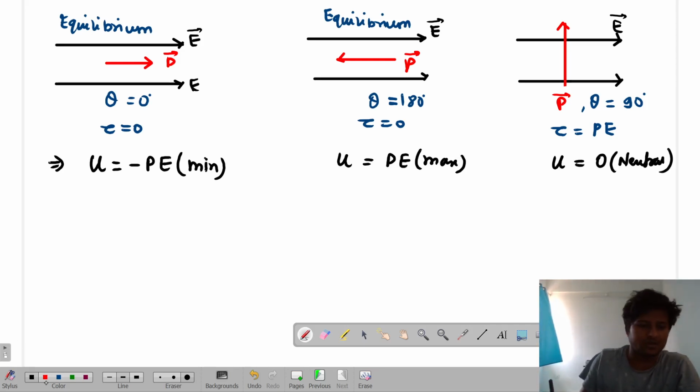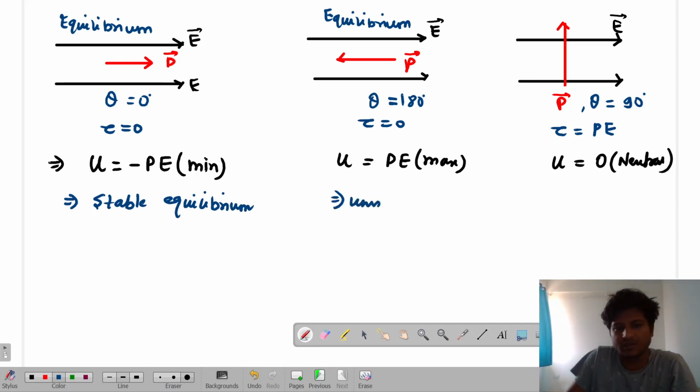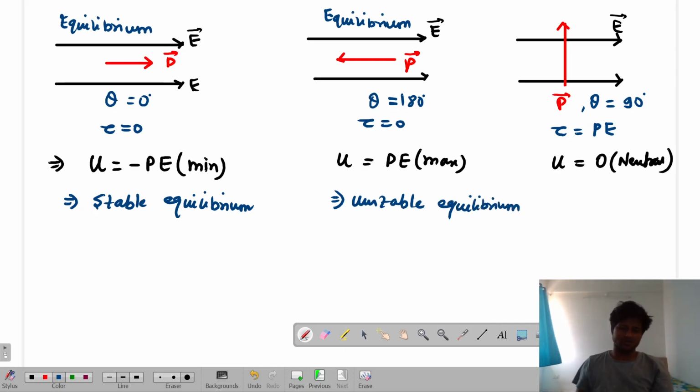So here, it is a which kind of case? When minimum potential energy is there, it is a stable equilibrium. When this is maximum, it is unstable equilibrium. Are you able to get me? And that's not an equilibrium because torque is not 0. Are you able to get me or not?